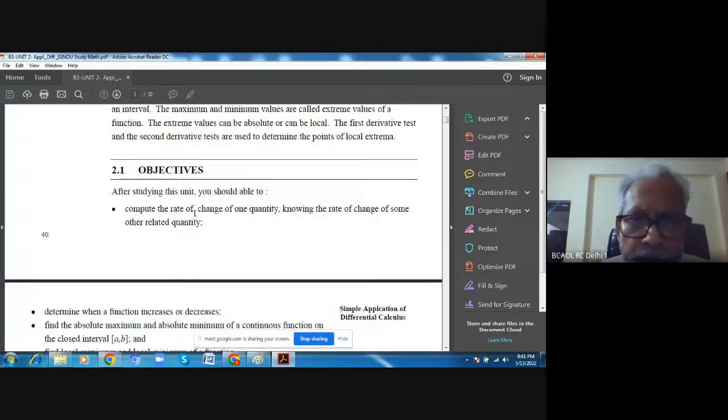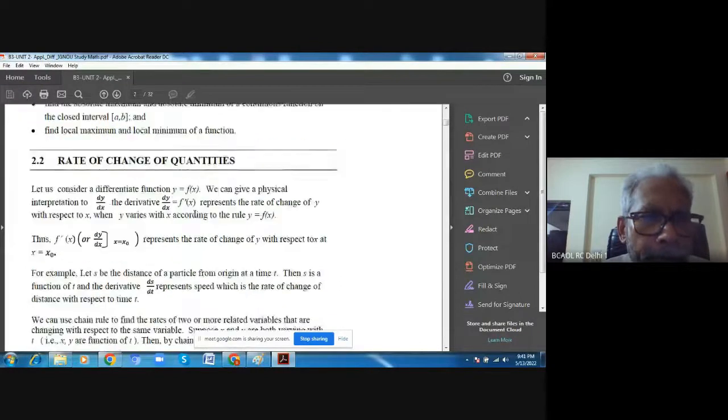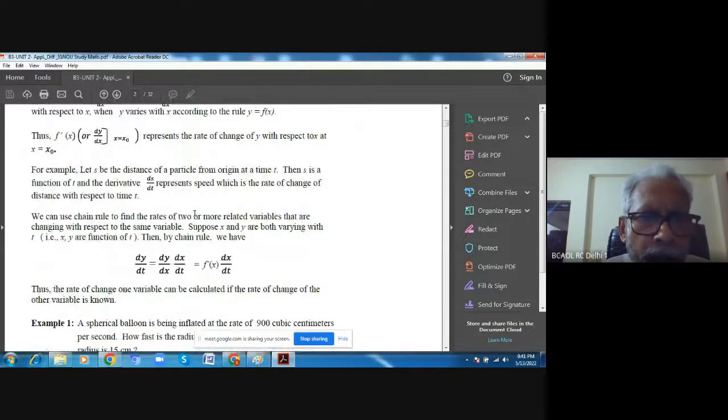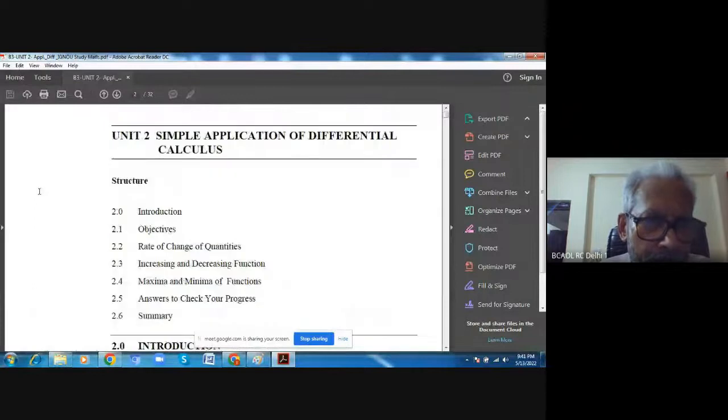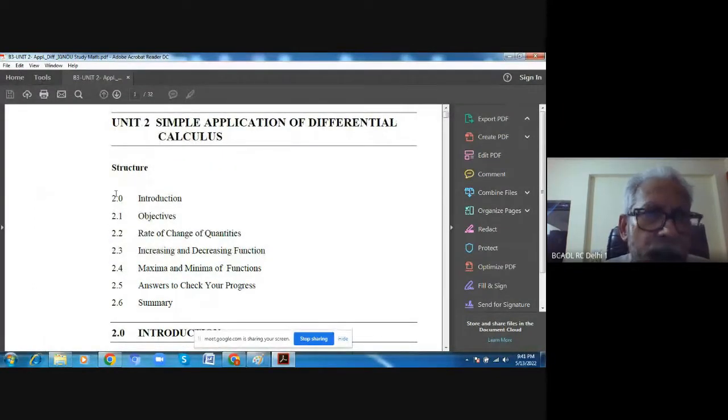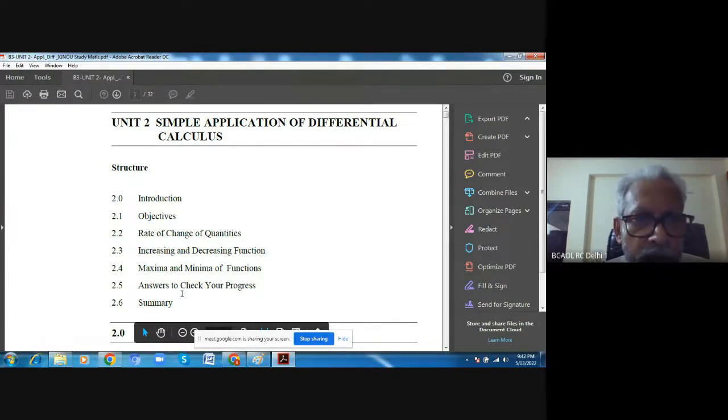Here in this unit, rate of change of quantities. So when you go through the study material, that is also an art of study, how to quickly overview the particular units. You see, this is a unit start. What you will do? First, you see the structure. And here, some of the things are very important. About 2.5, it is your part, check your progress. Here, rate of quantities is important. Increasing, decreasing, maximum minimum function. Okay, let's see. So this is the structure.